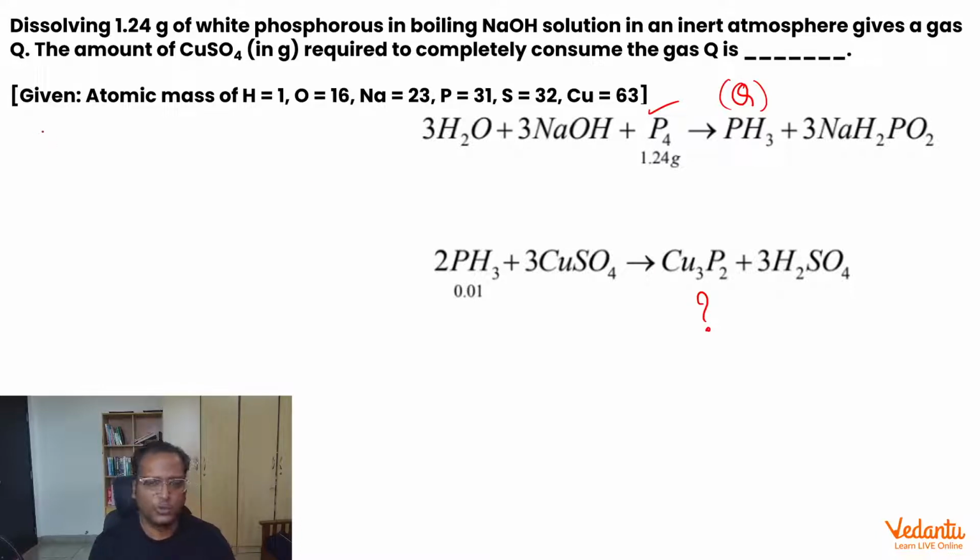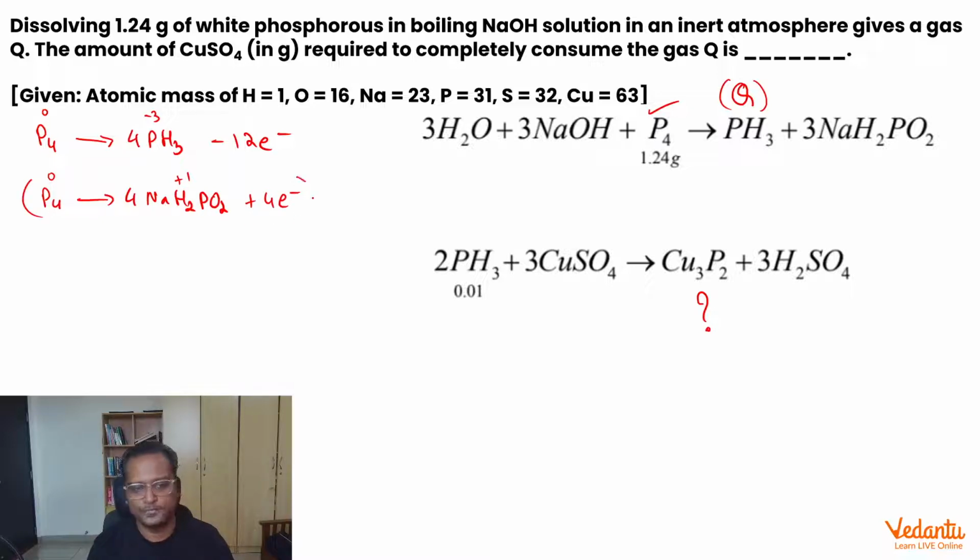So let's quickly see how to balance the first reaction. I prefer balancing disproportionation by breaking them down into two parts, that is the oxidation half and the reduction half. So P4 oxidation state 0, phosphine minus 3. So therefore you can see that 12 electrons would have got added to P4 to give PH3. Similarly, if we talk about NaH2PO2 formation, that is the oxidation part, here it is in +1, here it is in 0. So definitely you will have 4 electron change here. 4 will be left out.